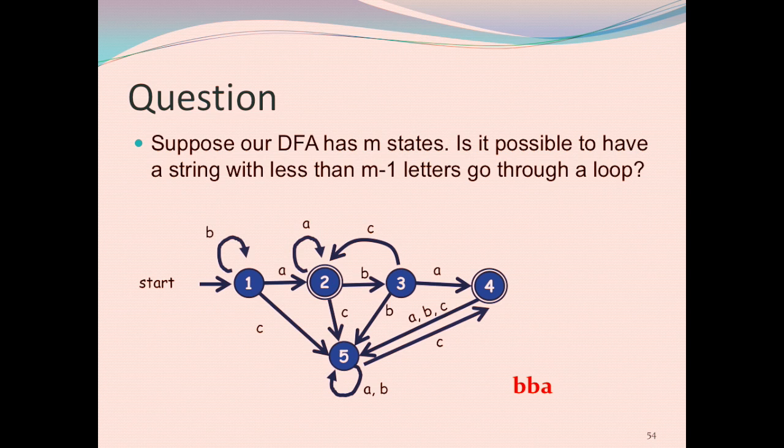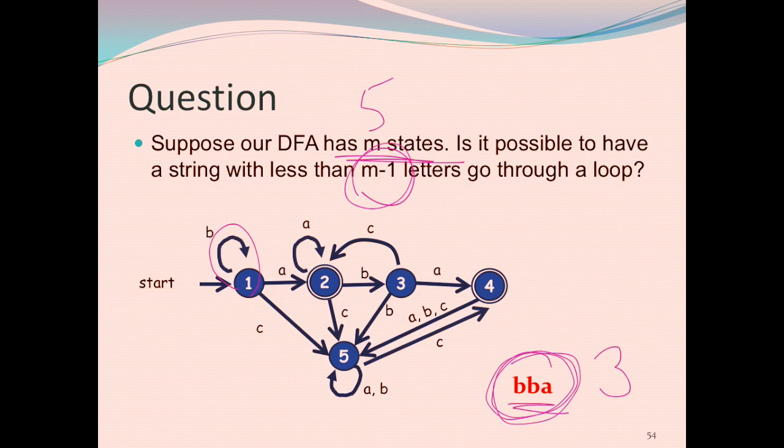And let's just think about some general questions again. Let's suppose our DFA has m states. And here's the first question I have for you. Can you have a string with fewer than m-1 letters go through a loop? And somehow I managed to put the answer right here. But yeah, I think this is an example, BBA, right? We have 5 states. Here's a string with 3 letters, and I think to do BBA, we go through a loop, right? BBA. So, yes.